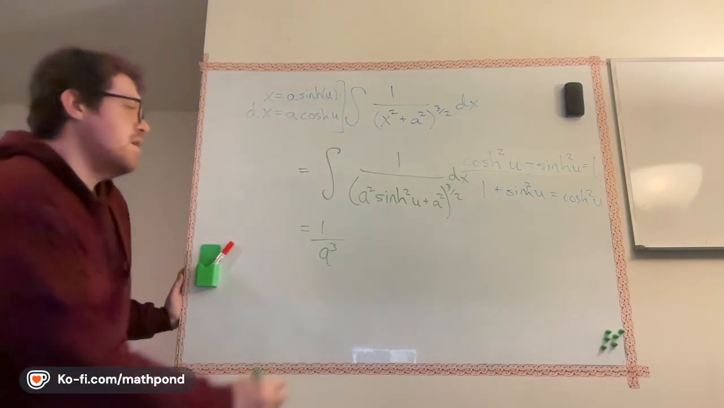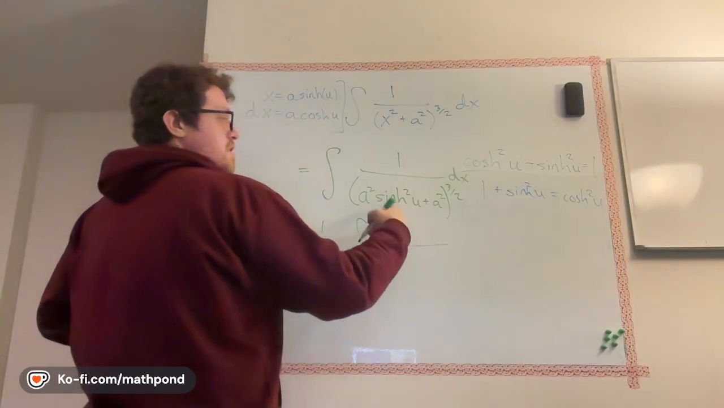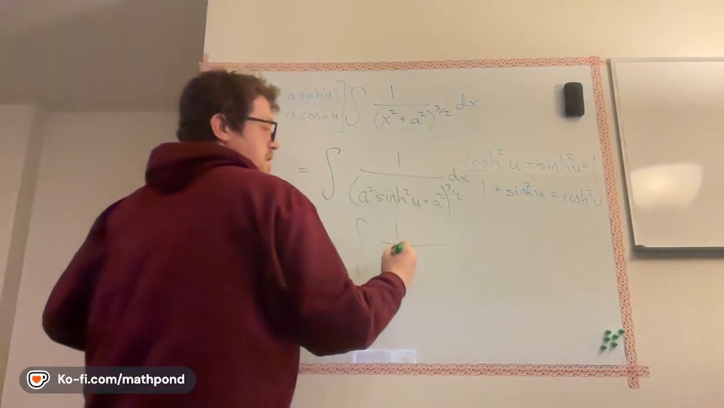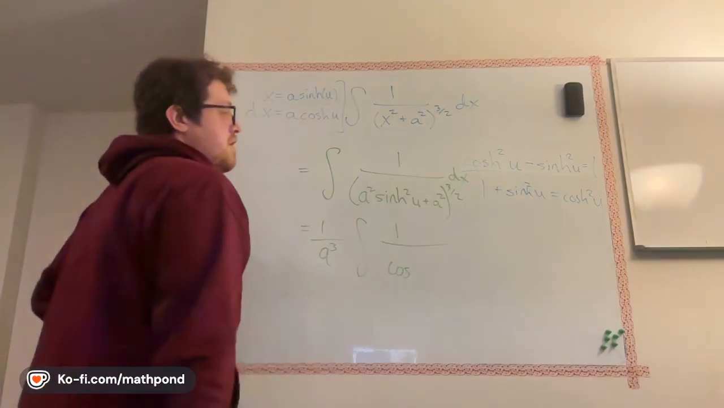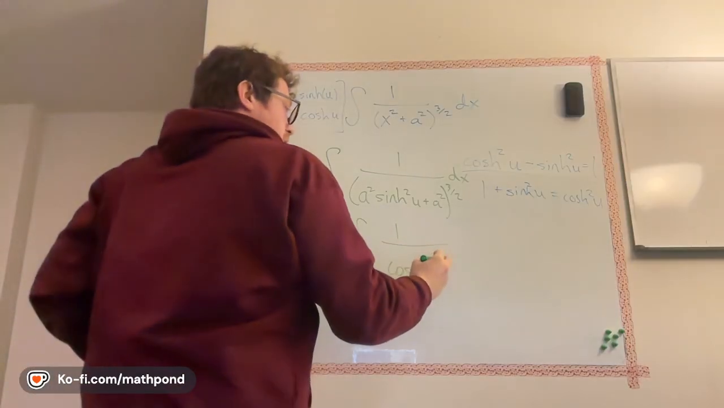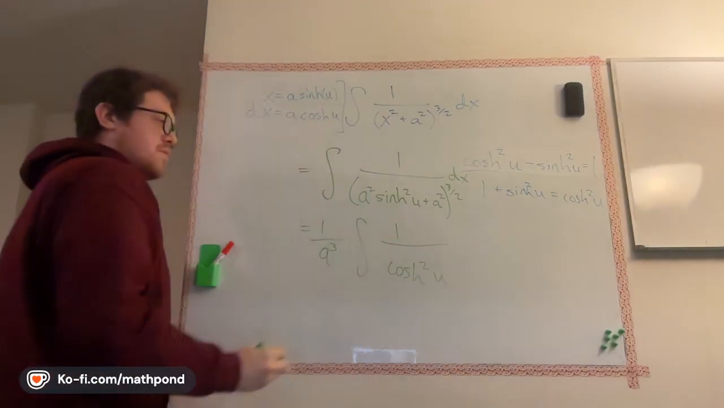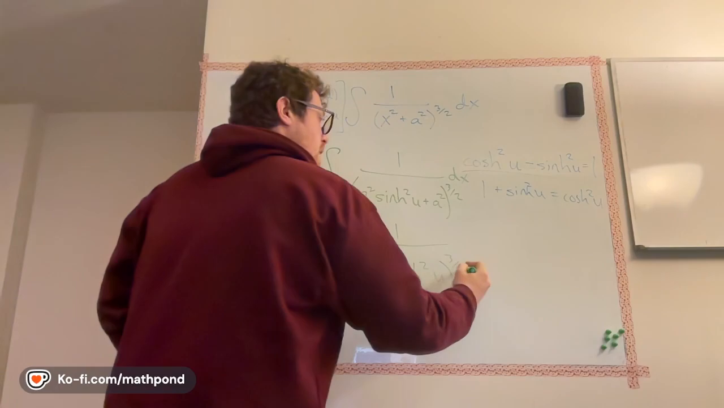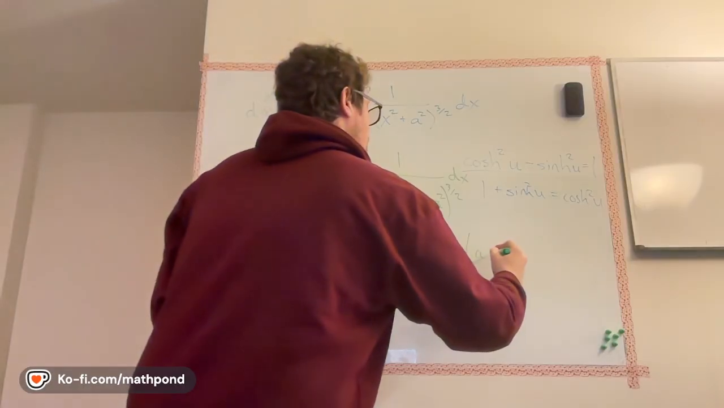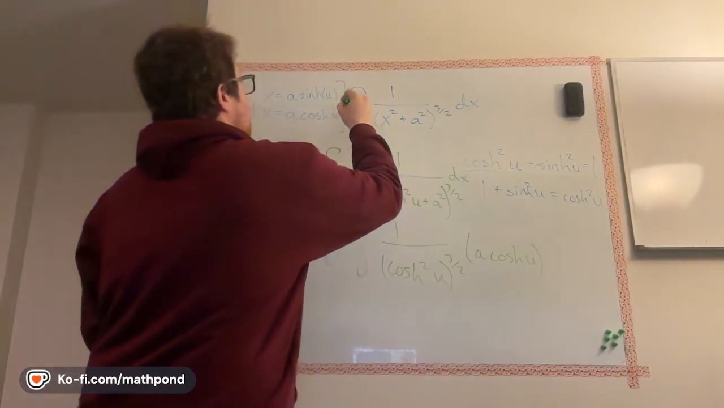And then integrate 1 over hyperbolic sine squared u plus 1, but sine squared u plus 1 is cosine squared. I forgot the dx, so I'll plug it in this time. So hyperbolic cosine squared of u to the 3/2, and then dx is actually a hyperbolic cosine of u du. I forgot the du here.